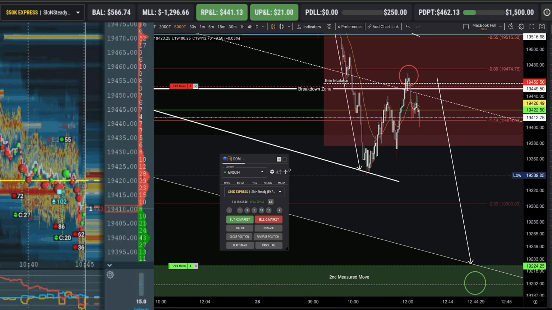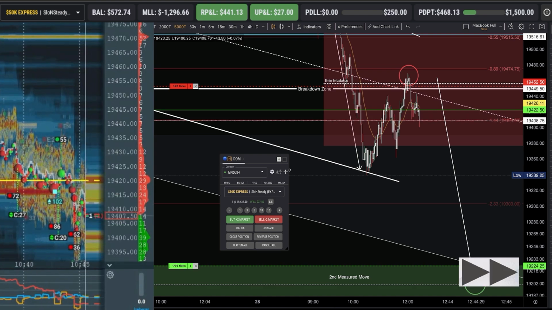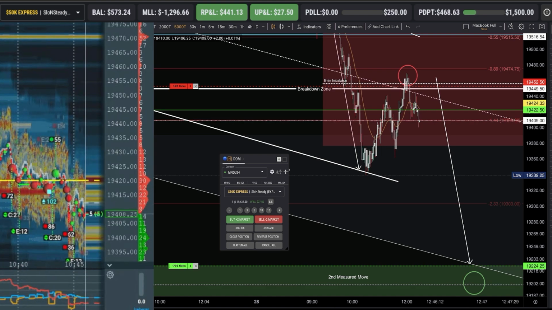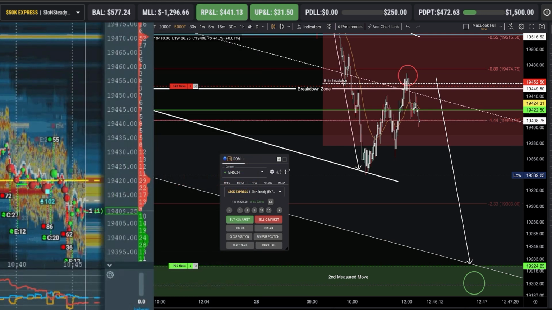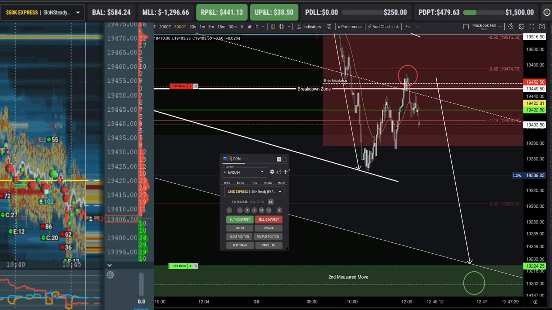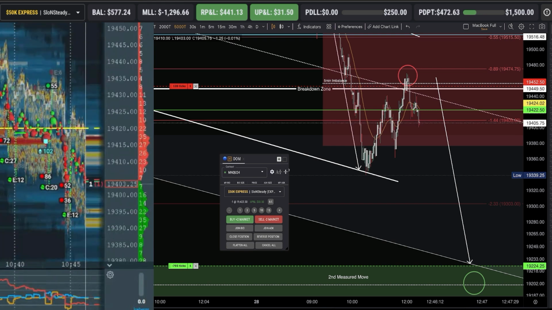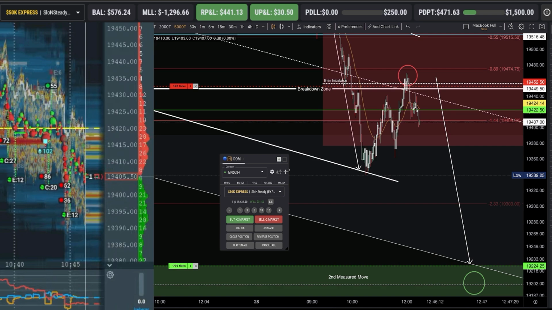Ideally, we retest lows. Alright, so Nvidia is definitely at the bottom side of its range since about the mid-morning. Watching this trickle lower, we're now about 60 to 70 ticks in the money. Just watching this micro do work.